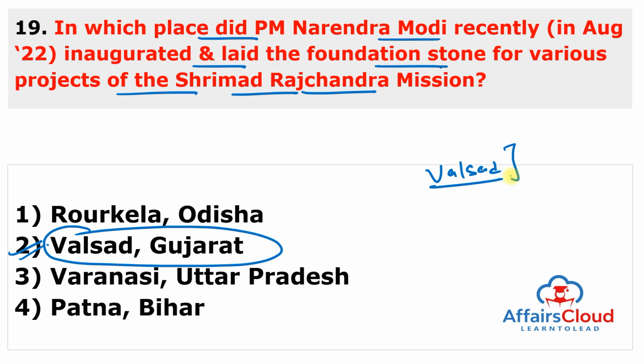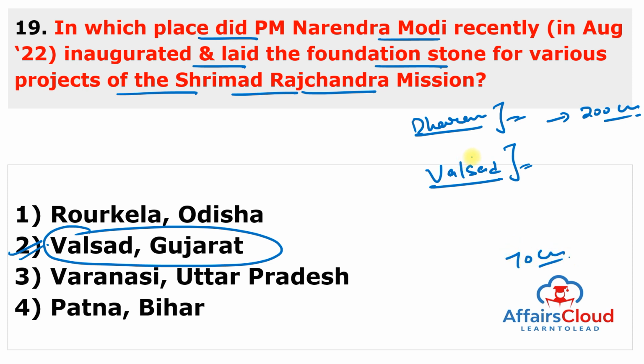The Prime Minister inaugurated Shrimad Raj Chandra Hospital in Dharampur. Exact place is Dharampur. It is in Valsad in Gujarat, and its estimated cost is 200 crore rupees. The Prime Minister also laid the groundwork for the Shrimad Raj Chandra Animal Hospital, which is also situated in Valsad, Gujarat, and it will be built at a cost of 70 crore rupees.